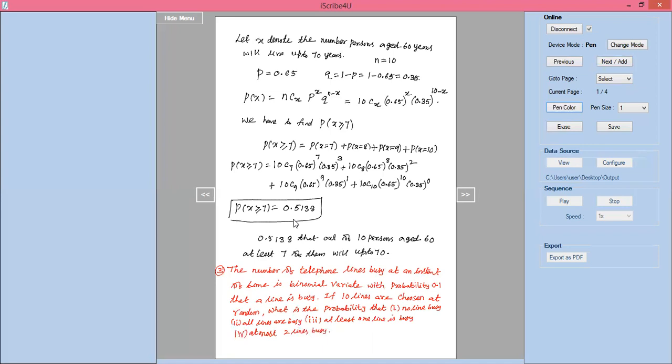This is the problem. How many lines are there here? It is specified clearly: the number of telephone lines busy at an instant of time is a binomial variate with probability 0.1 that a line is busy. If 10 lines are chosen at random, what is the probability that no line is busy, all lines are busy, at least one line is busy? So now we can use this.